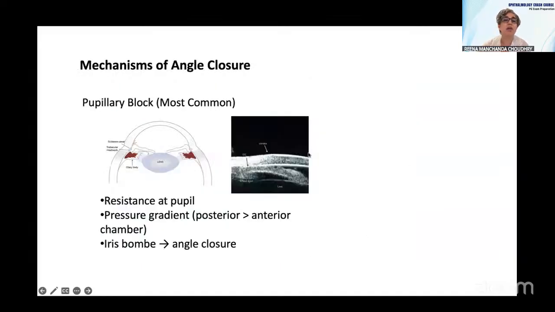Another important thing to know is what the mechanisms of primary angle closure are. Of course, pupillary block remains the most important pathophysiological factor in angle closure eyes, where we know that there is resistance at the pupil, which makes the pressure in the posterior chamber higher than the anterior chamber pressure, leading to anterior bowing of the iris, which we call iris bombe, and hence tightening up the angle and closing it, causing angle closure disease.